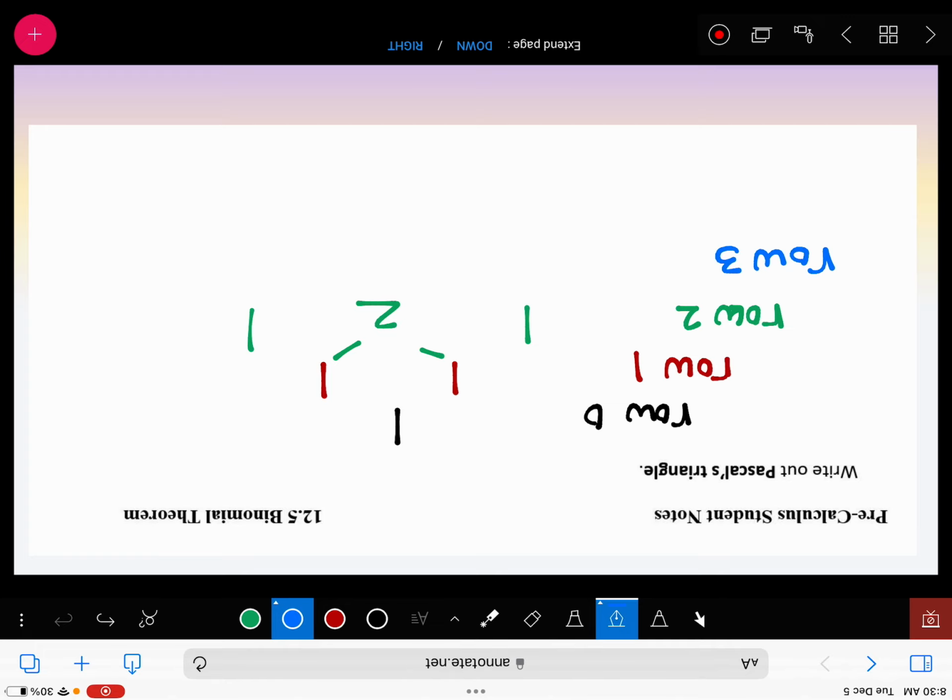Row 3, remember you start with a 1, end with a 1. All right, I'm going to add 1 plus 2. That gives me a 3. And then 2 plus 1 is a 3. So row 3 is 1, 3, 3, 1. You will have to build this pattern on the test.